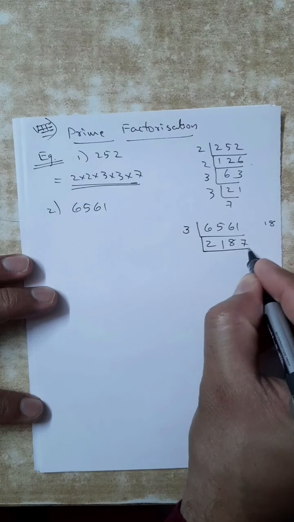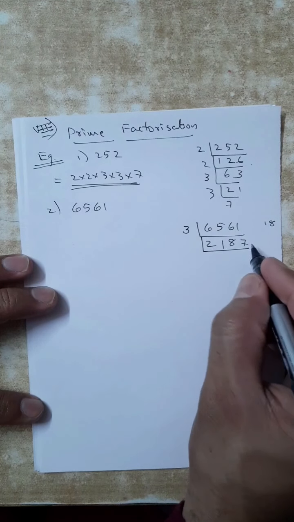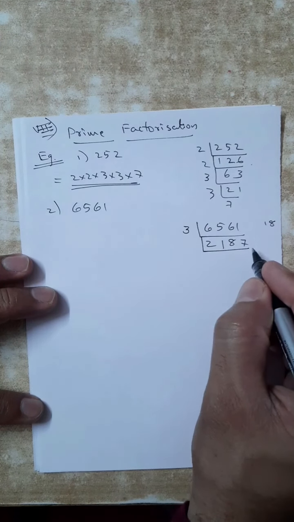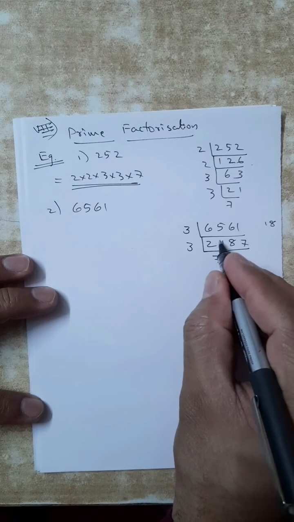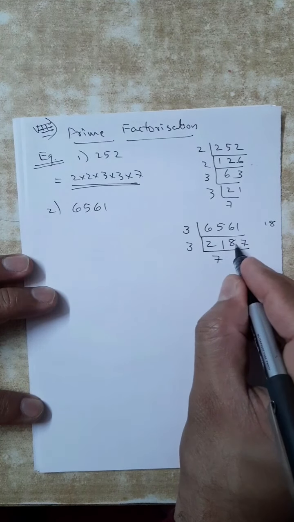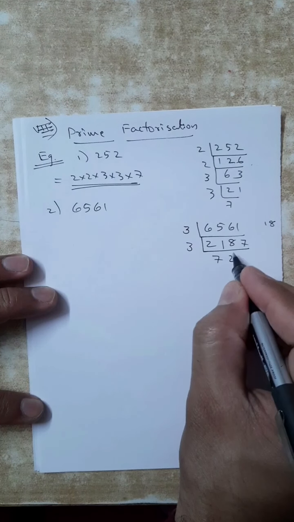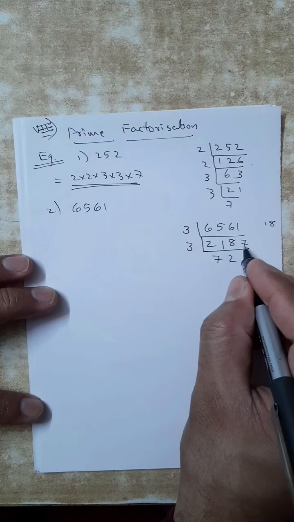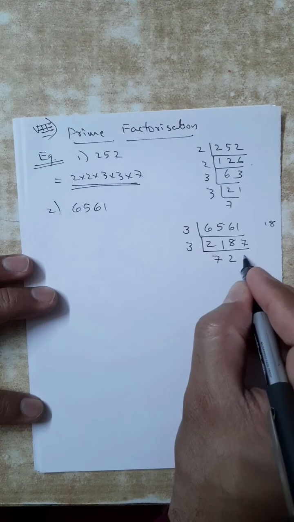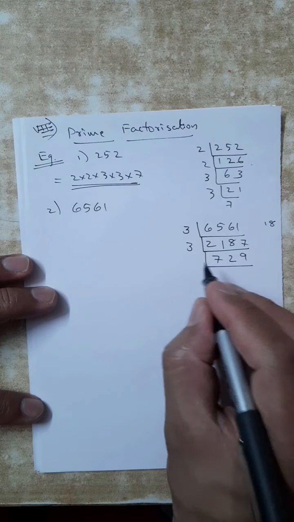Again we will check. 2 not possible. 3, sum of the digits, again 18. Possible with the 3. 3 7s are 21. No balance here. Now 8. Next digit 8. In 8, how many times 3? 2 times. Balance 8 minus 6, 2. 2 and 7, 27. 27 means 3 9s are 27. Again possible with the 3.